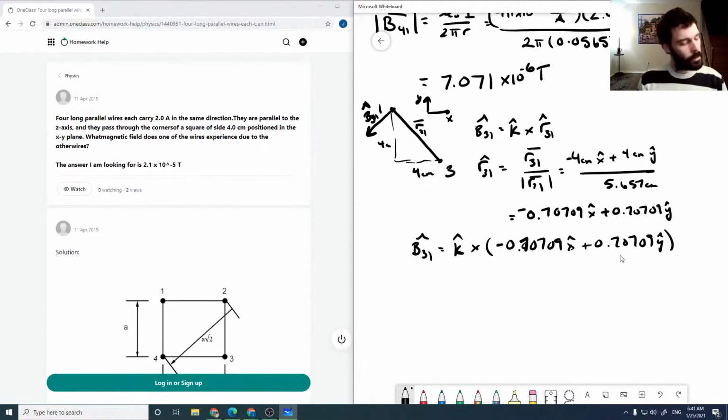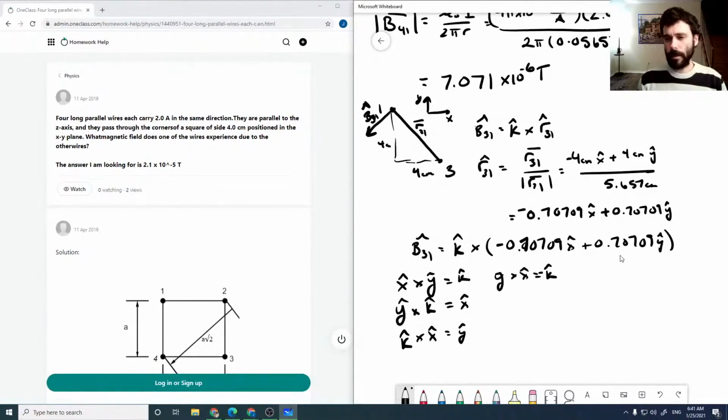And the way I remember how the unit vector cross products work is pretty easy. So x hat cross y hat is k hat. And then it rolls through. So y hat cross k hat is x hat. And k hat cross x hat is y hat. And then if we want to switch them, it becomes negative. So y hat cross x hat is minus k hat. K hat cross y hat is minus x hat. And x hat cross k hat is minus y hat.